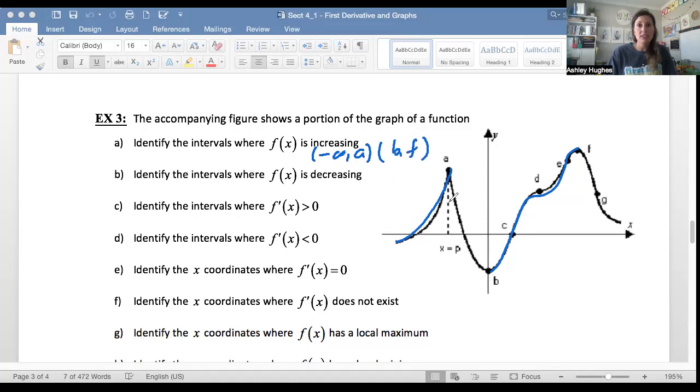Identify the intervals where f is decreasing. That would be the opposite one. So a to b and f to infinity.